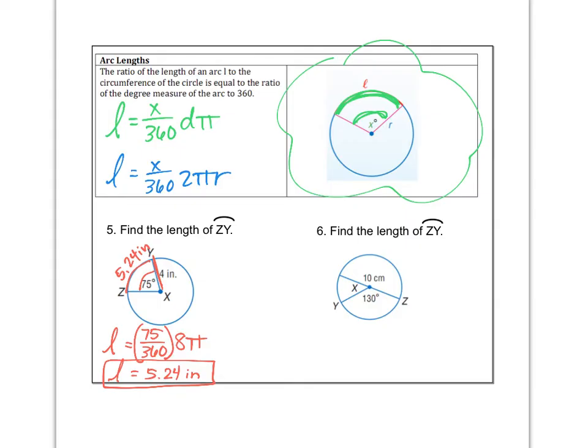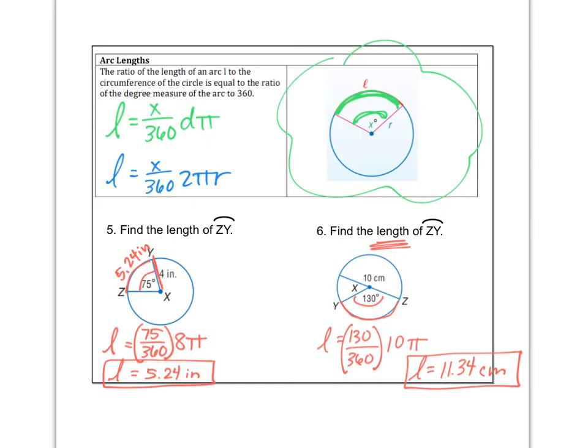Let's try number 6. We want the length. Again, I see the L word, so I need to use the L formula. The length of arc ZY. So you can see the angle that opens up, the central angle that opens up to that arc is 130. So we're going to go 130 out of 360. And then diameter looks to be 10 pi. When you type it in your calculator, put parentheses around the 130 divided by 360. If you're doing it correctly, the length of this arc should be 11.34 centimeters. Go ahead and type it in and see if you get that.